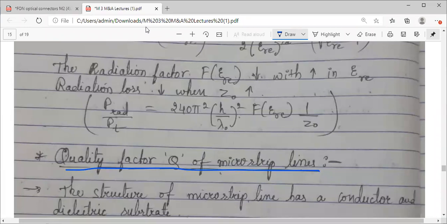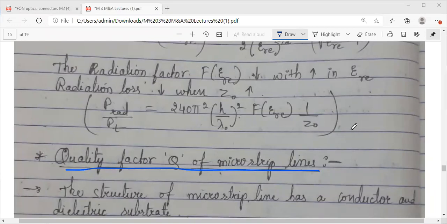Quality factor is not an unknown term to you. So you have already studied about it. So it is the energy lost with respect to how much amount of energy you have sent. So it is that performance criterion. It is a measure of the performance of a circuit. So here also, the quality factor Q of a microstrip line is one of the important performance parameters of a line, how well your microstrip line is behaving. This is one of the important factors for analysis of the line.